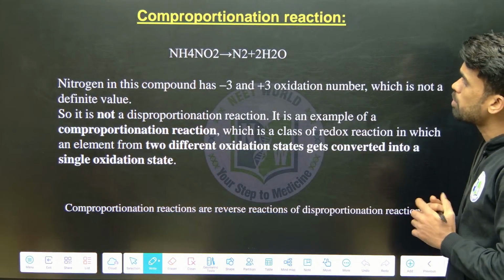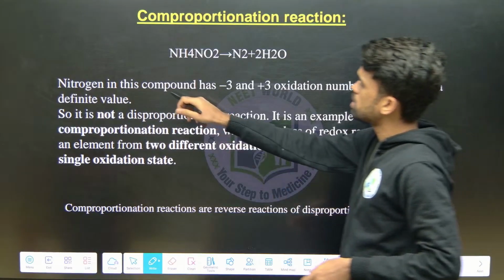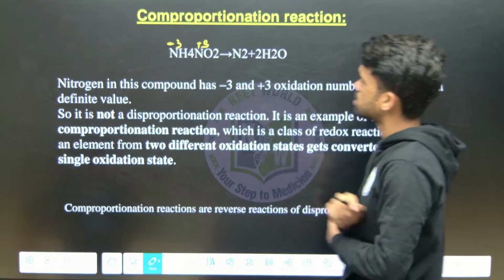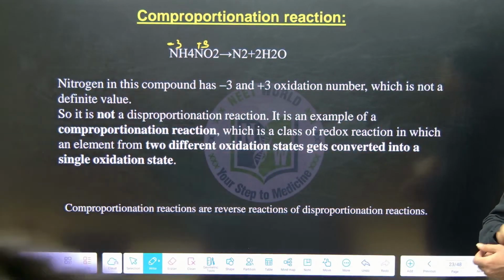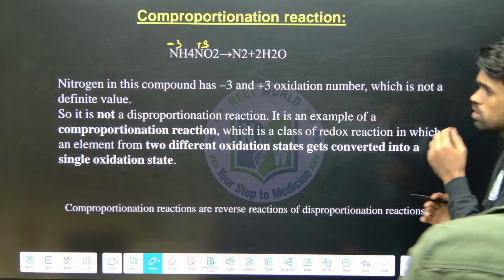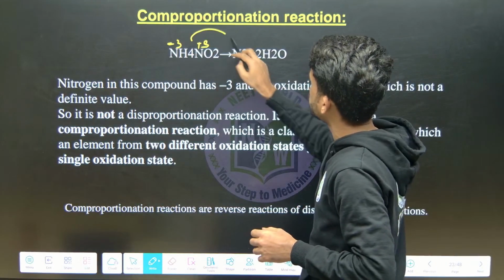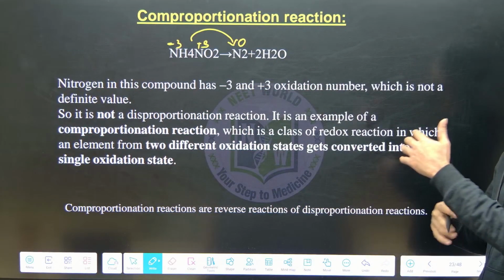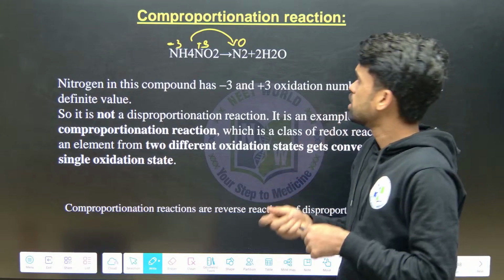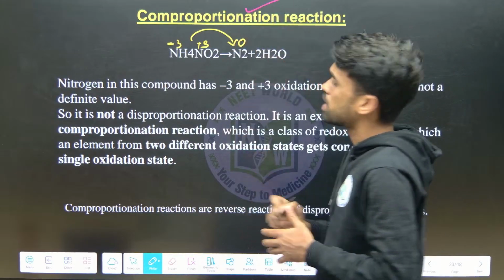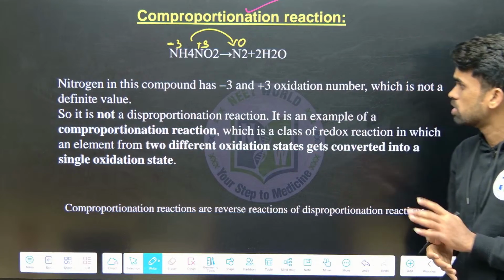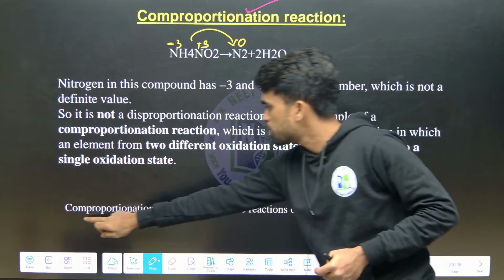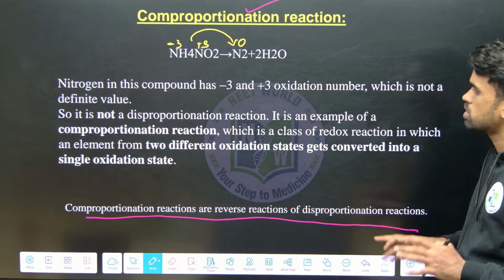Next, what about comproportionation? See, the nitrogen in the given compound has here -3 oxidation state, here it is +3 oxidation state. What are the oxidation states? -3 and +3. Now these two oxidation states are giving you a single oxidation state of 0. So you can say this process is something like the reverse of disproportionation. Now yes, you can call it a comproportionation reaction. The reverse of disproportionation can be considered a comproportionation reaction.